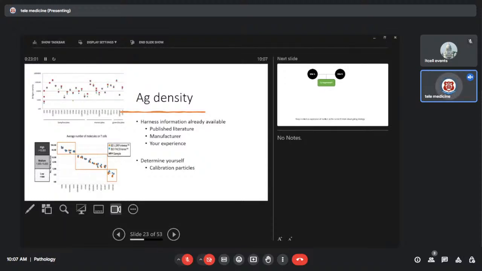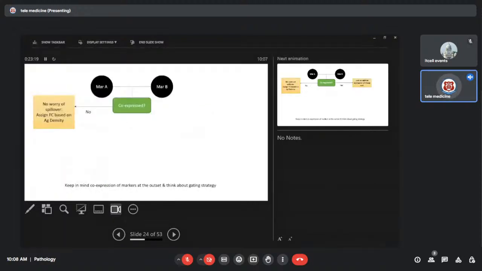Harness the published literature. For common antigens, you will have antigen densities which are published, and antigen densities that have been done on multiple flow cytometers. For example, these are examples of overlapping, but they are not exactly the same. So part of it is also dependent on the equipment. For co-expression, if you have 2 markers that are not co-expressed, you don't have to worry about spillover into the second channel. However, if they are co-expressed, then you have to look at what is the relative intensity of these markers.